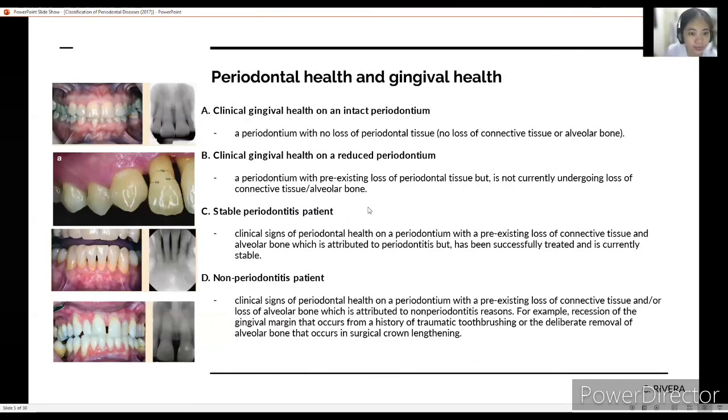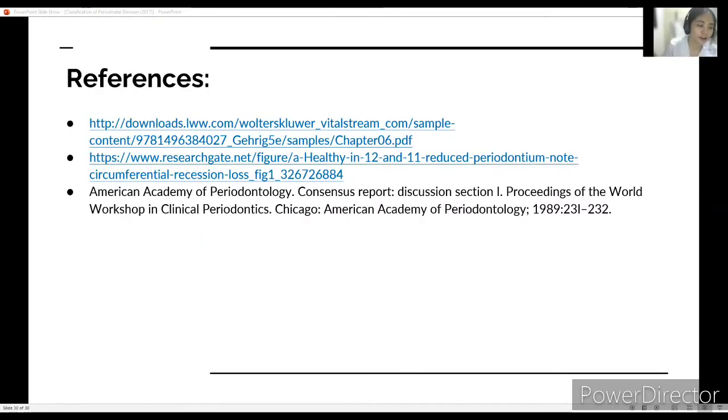Lastly, here are my references for my report, a link and a journal.